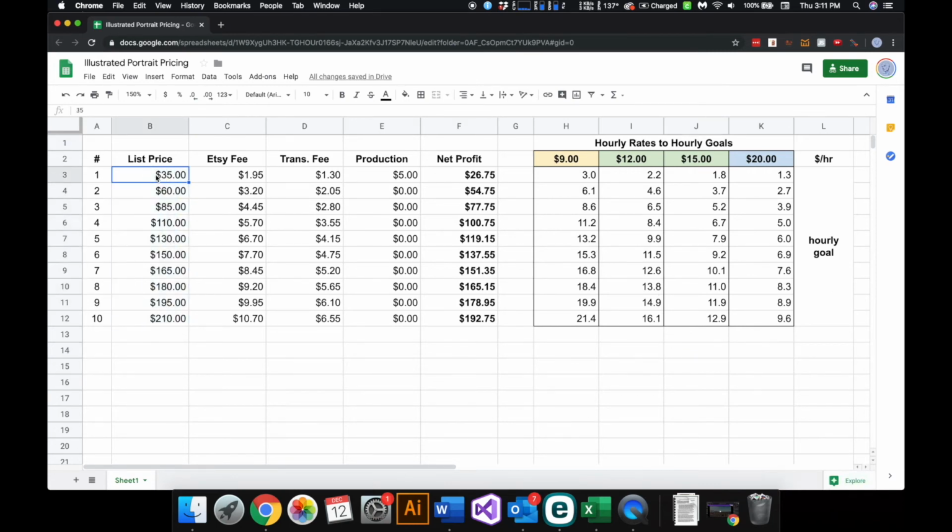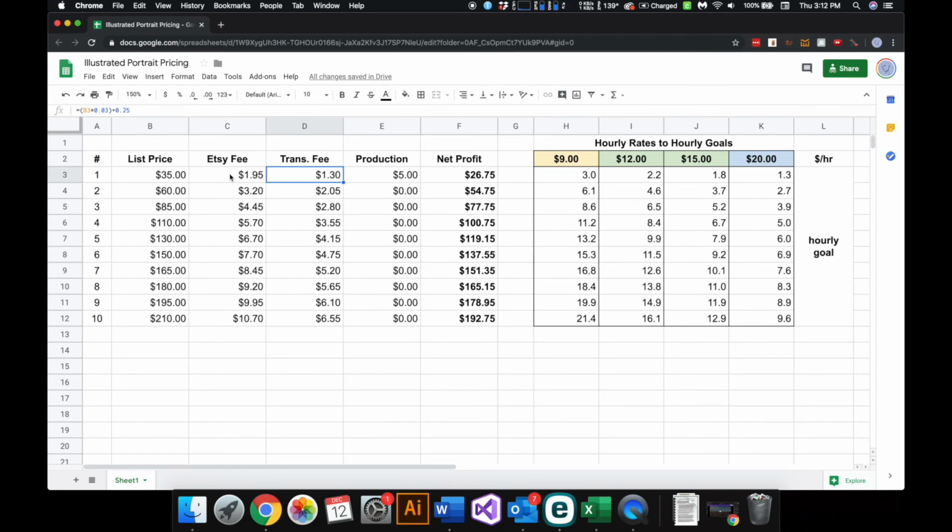These are the prices that I charge for 1, 2, 3, 4, 5, up to 10 individuals. There's no way I would offer more than 10 without having to speak with the person in advance. But you've got 1 and it's got the list prices. It's got the formula in there if you're selling on Etsy to automatically calculate how much you're going to lose to Etsy fees and transaction fees.